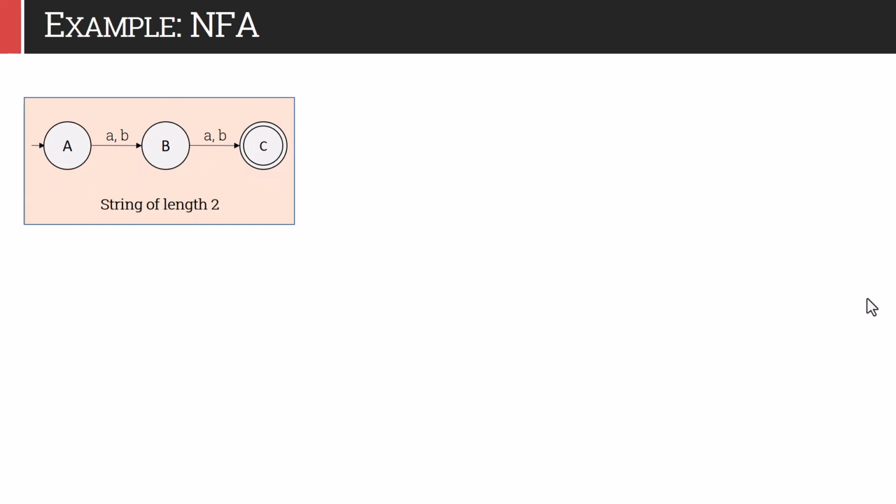Construct the NFA which accepts strings of length 2 only. The possible strings would be AA, AB, BA or BB. For that, we can have a transition from state A to state B on input A or input B, and similarly from B to C. So we will be reading either AA or AB or BA or BB. So all strings are of length 2.